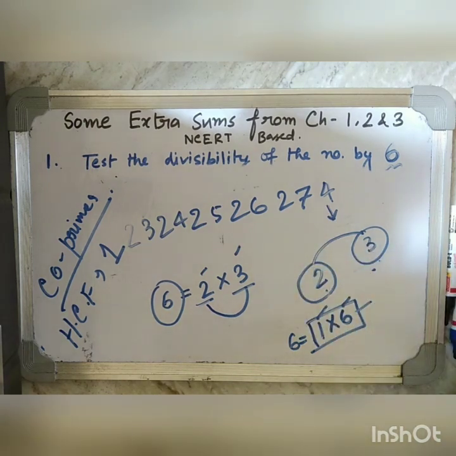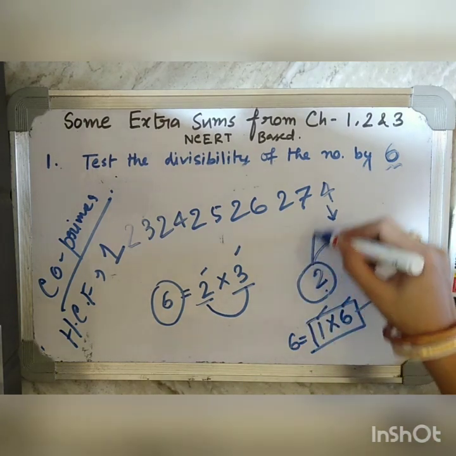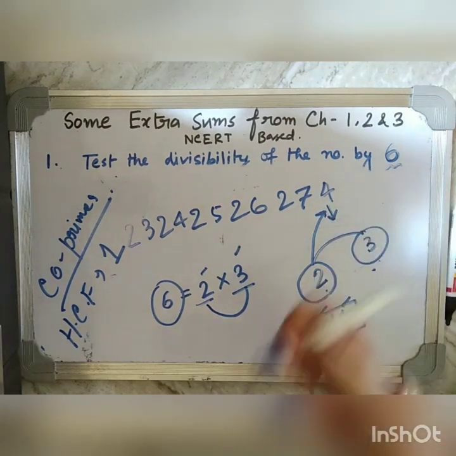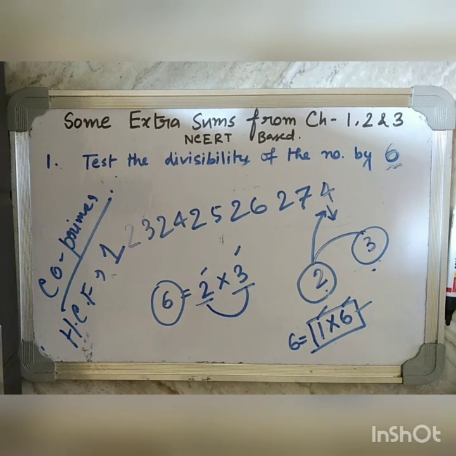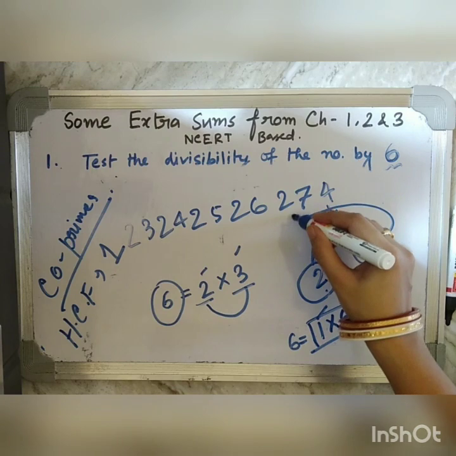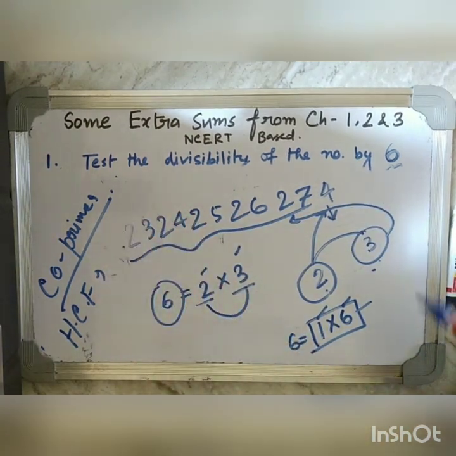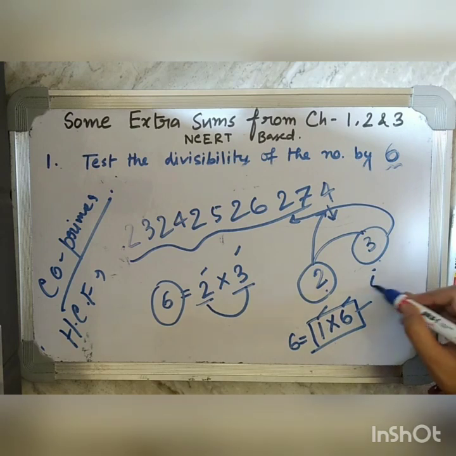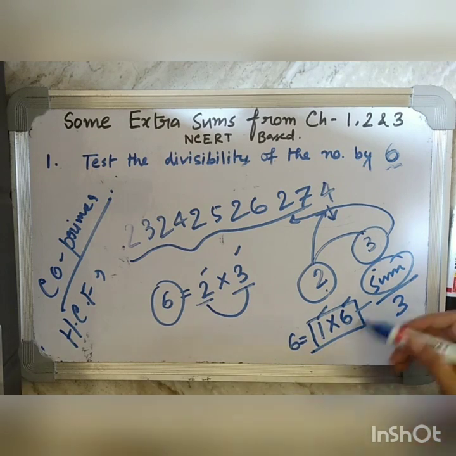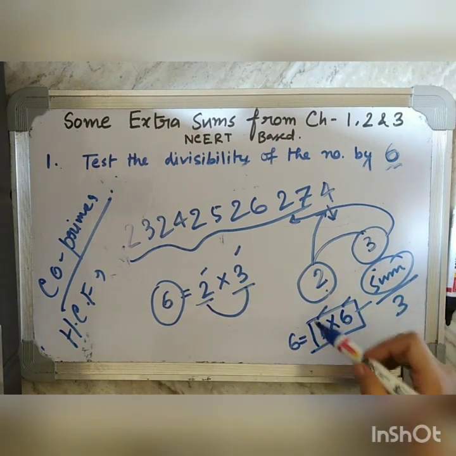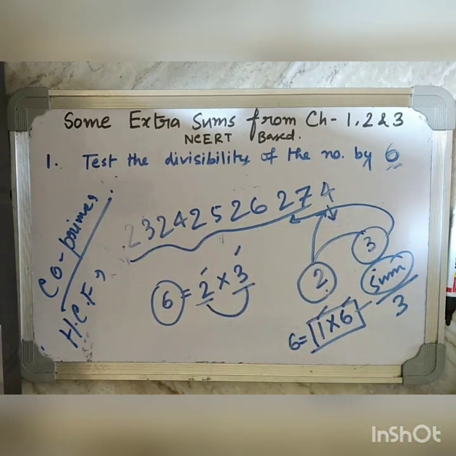Now for this one, what do we have to do? For checking the divisibility by 2, we will check the unit place digit that is contained by 4, means this number is divisible by 2. We can easily understand this. For checking the divisibility by 3, what do we have to do? We have to add all these digits first. Okay. If the sum is divisible by 3, means without leaving any remainder, we get the quotient, then we can say that this number will also be divisible by 3.